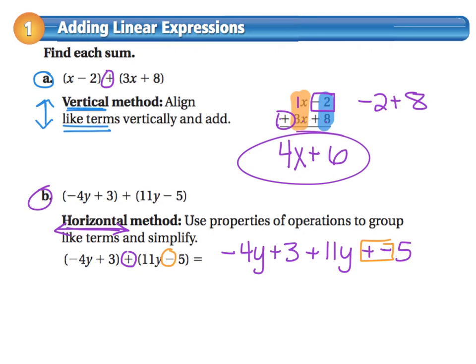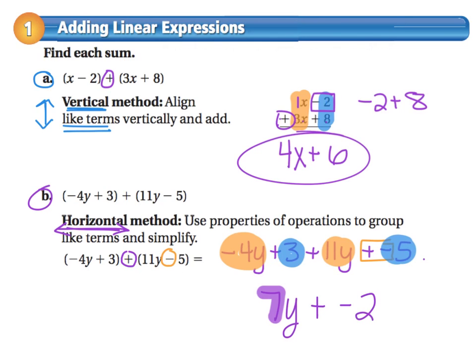And then we just go ahead and group our like terms. I have 4y and 11y. Then I have a constant and another constant. And when I combine them, negative 4 plus 11 leaves me with 7 y's, plus 3 plus negative 5 leaves me with a negative 2. And I get an answer of 7y plus negative 2.